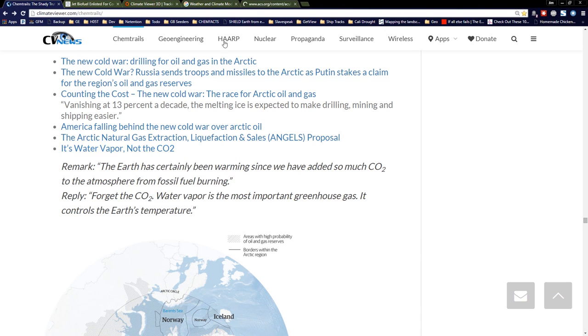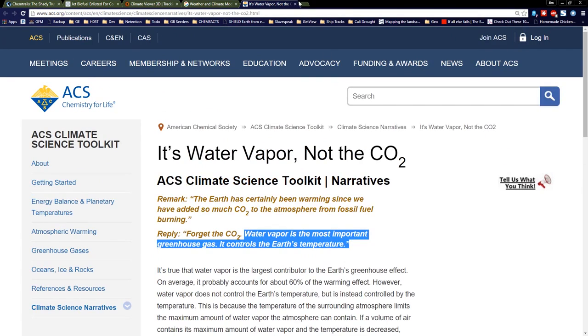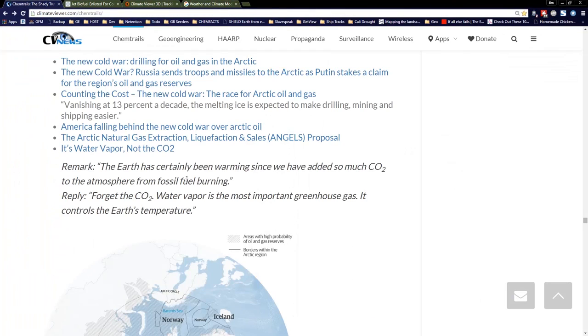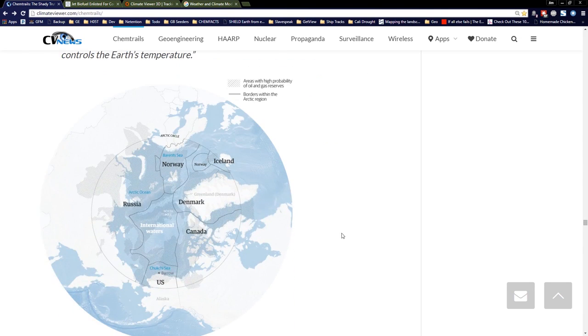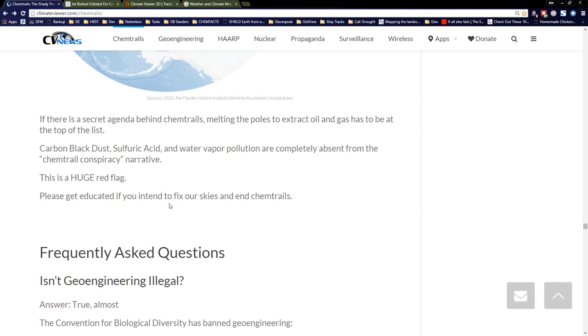So you can also see right here, let's go to that. It's water vapor, not CO2. "The Earth has certainly been warming since we've added so much CO2 to the atmosphere from fossil fuel burning." Reply: "Forget the CO2. Water vapor is the most important greenhouse gas. It controls Earth's temperature." No mention of water vapor. In fact, all the debunkers say it's just water vapor. Well, guess what? That's a bad thing, too. And here you can see a map of areas of high probability of oil and gas reserves all through the Arctic. And they want at it. And they really don't care what you climate scientists have to say.